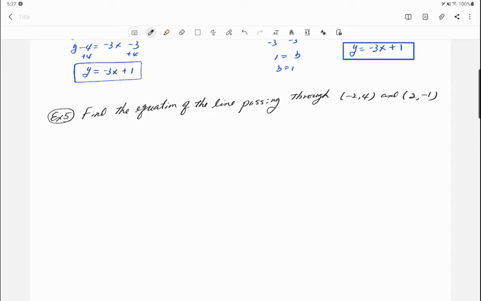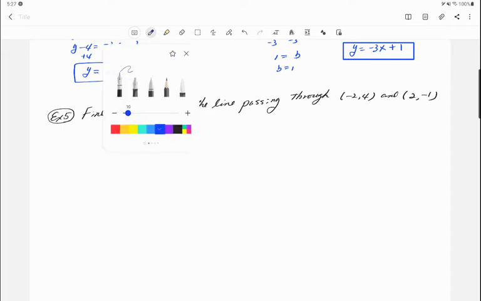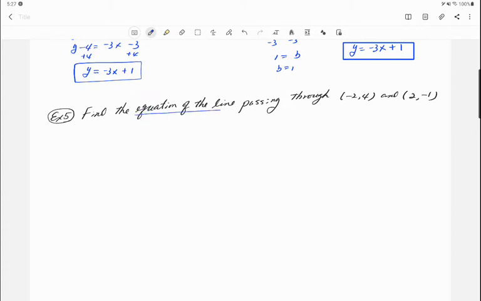All right, in this example, we want to find the equation of the line passing through 2 points. The slope is not given. In order to find the equation of the line, we need 2 things, right? 2 items. The first item is what? Slope. We need slope and what? Point. So there are 2 points already given, so we can use either of these points. Any one is fine, but the slope is not given.